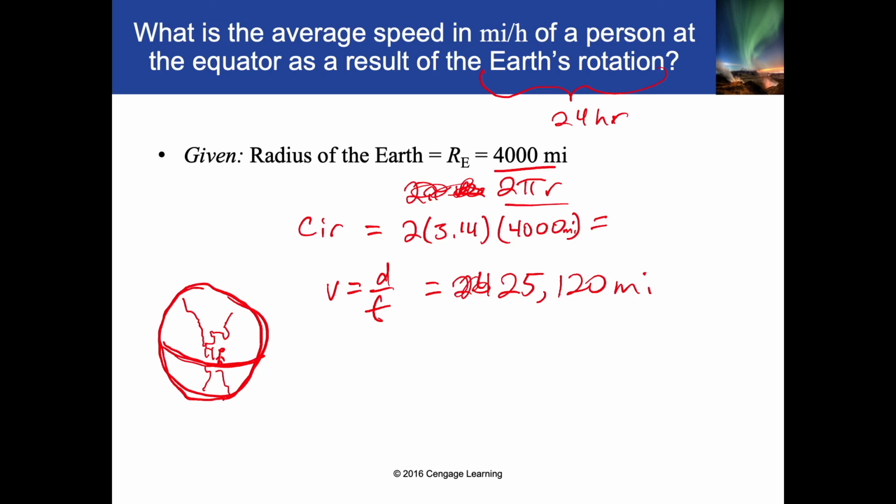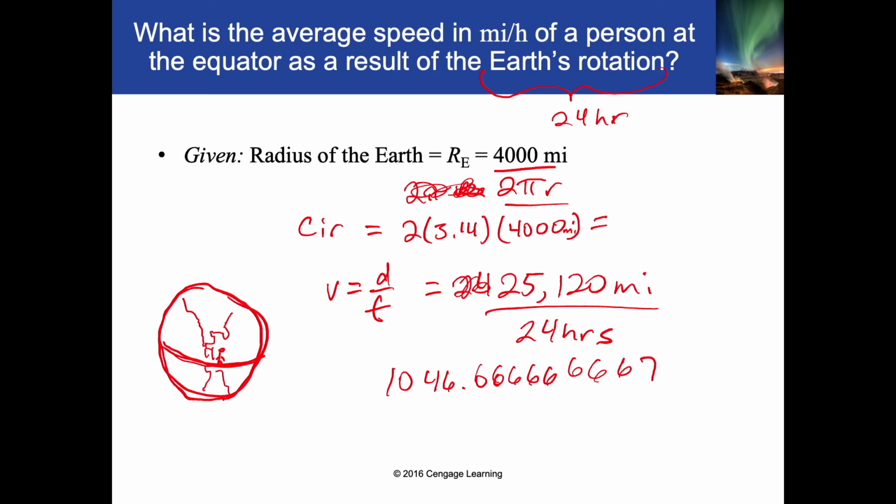And then all you have to do is divide it by the time. What's the time? The 24 hours, exactly. Good stuff. Divide it by 24. And I get something very interesting: 1,046.6666666667. Is that ever the right answer? No. You've got to use the right number of significant figures.